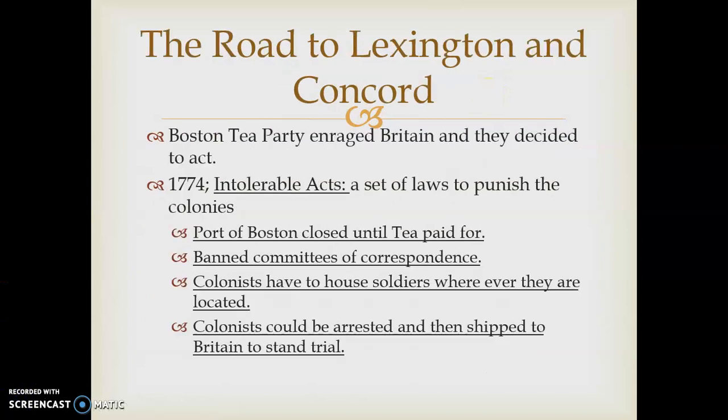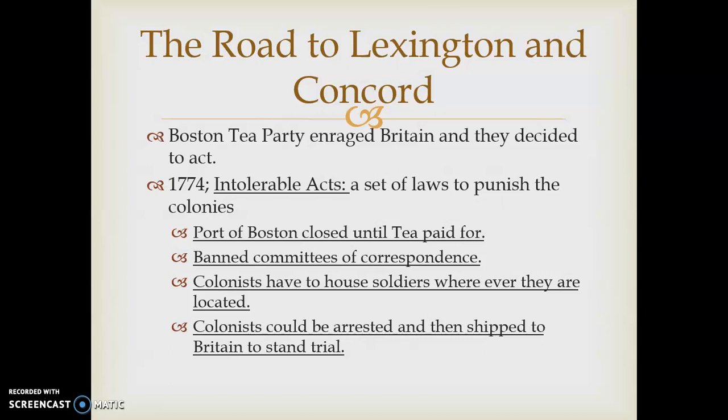So we left off at the Boston Tea Party, which enraged the British, and they decided to act. The American colonists threw millions of dollars of private property into Boston Harbor to protest tax policy. So in 1774, the British Parliament enacts the Intolerable Acts, a set of laws directly meant to punish the colonists. They cannot be tolerated. First, the port of Boston would be closed until the tea's paid for, which is going to be kind of difficult when trading is how Boston makes money, and you won't let us trade?